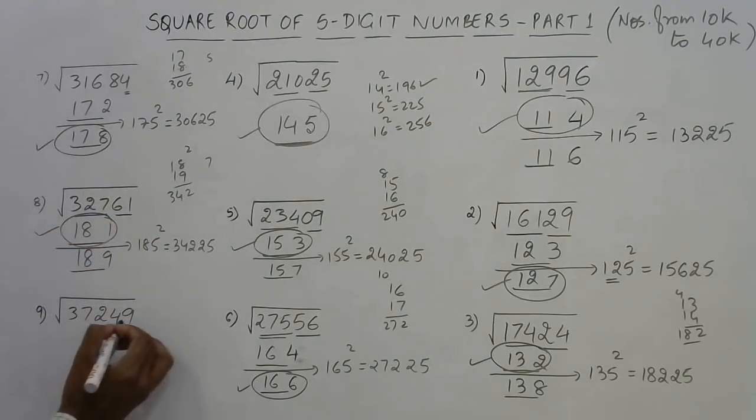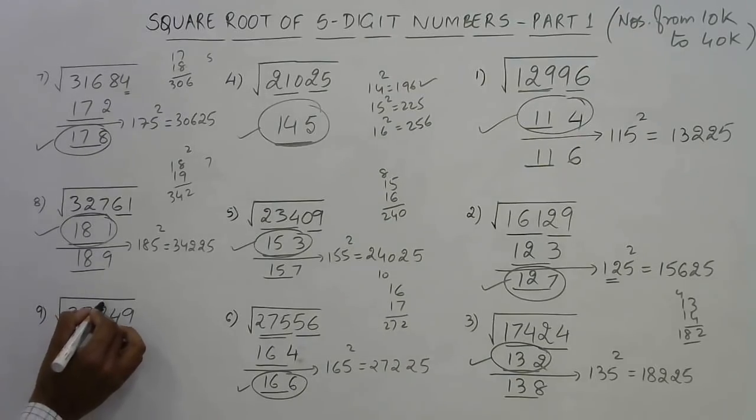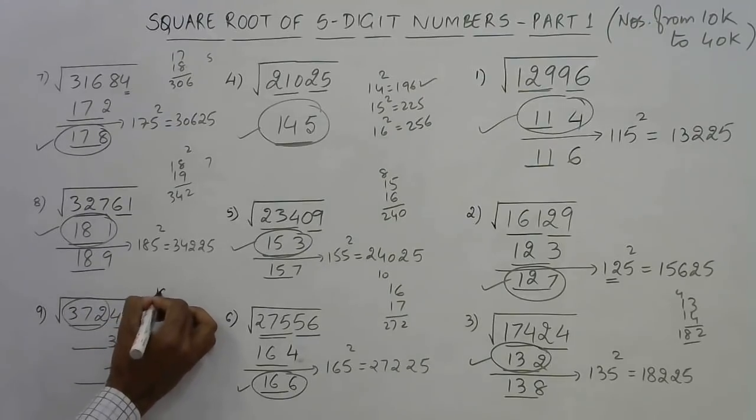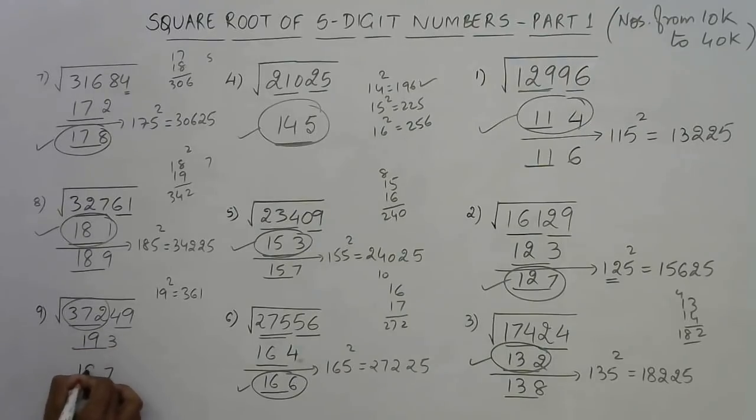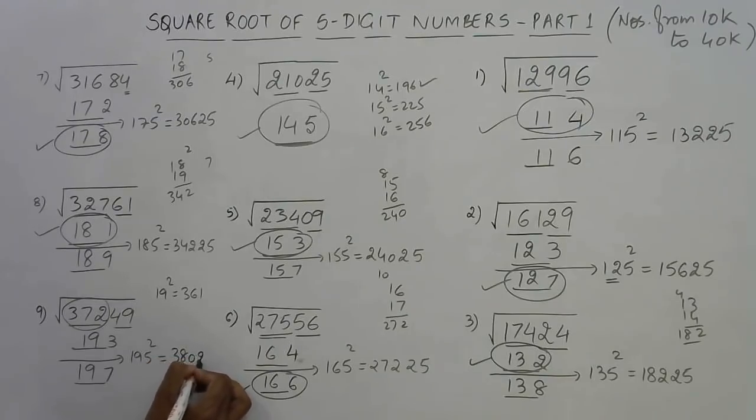Last one ending with 9. So if it ends with 9, the answer will end either with 3 or with 7. Now see this number 372. 19 square is 361. So it has to be 19 here. So either the answer is 193 or 197. Take the intermediate number 195 square. 19 into 20 is 380. Follow it by 25. Compare these two. This is smaller, so our answer has to be smaller, that is 193.